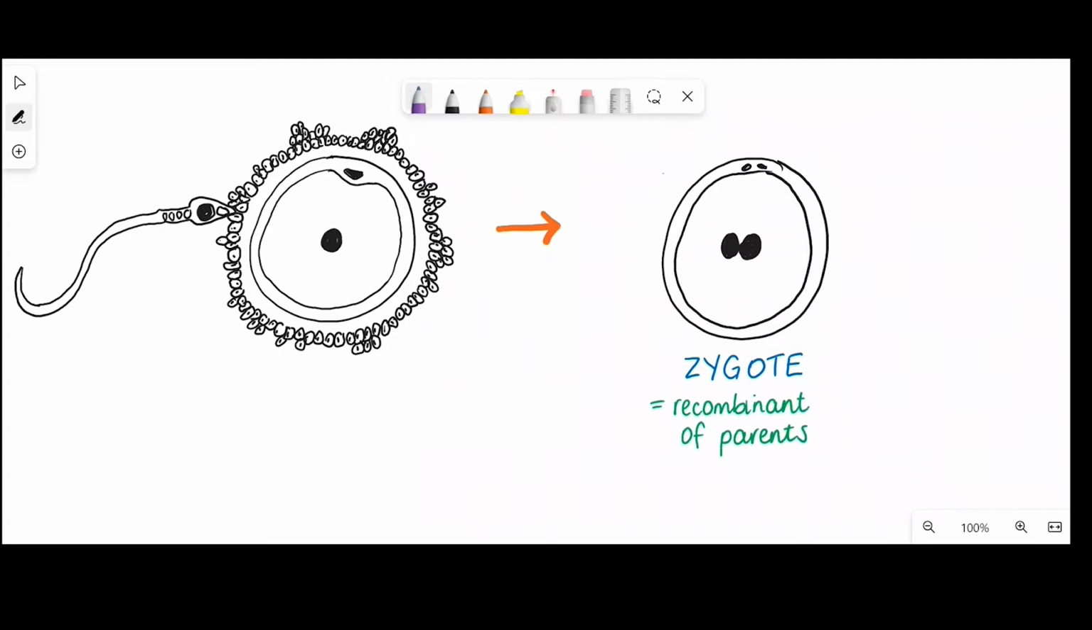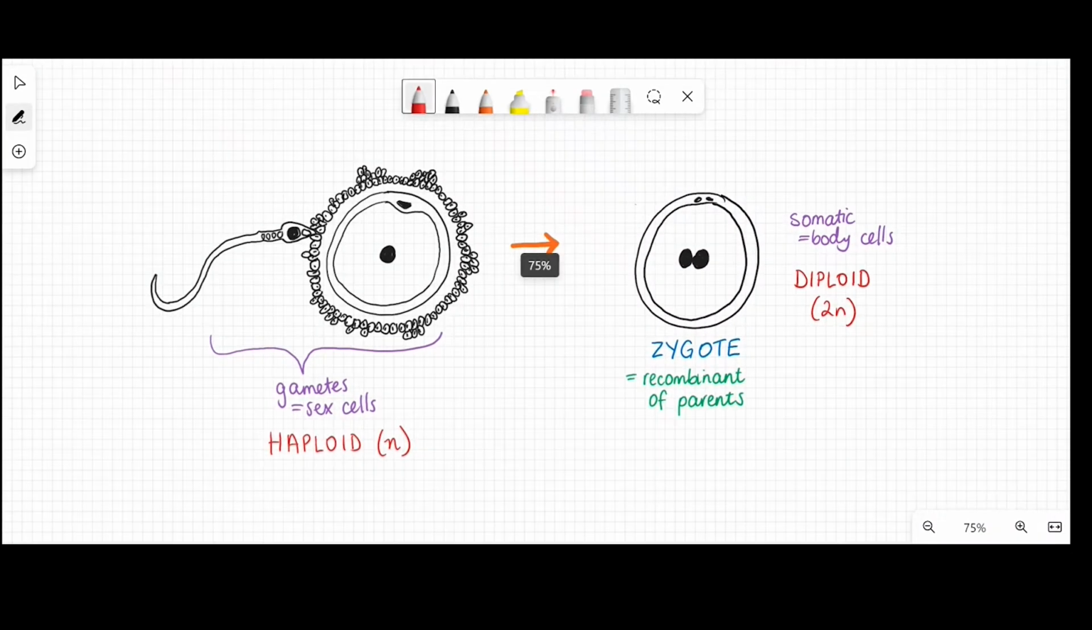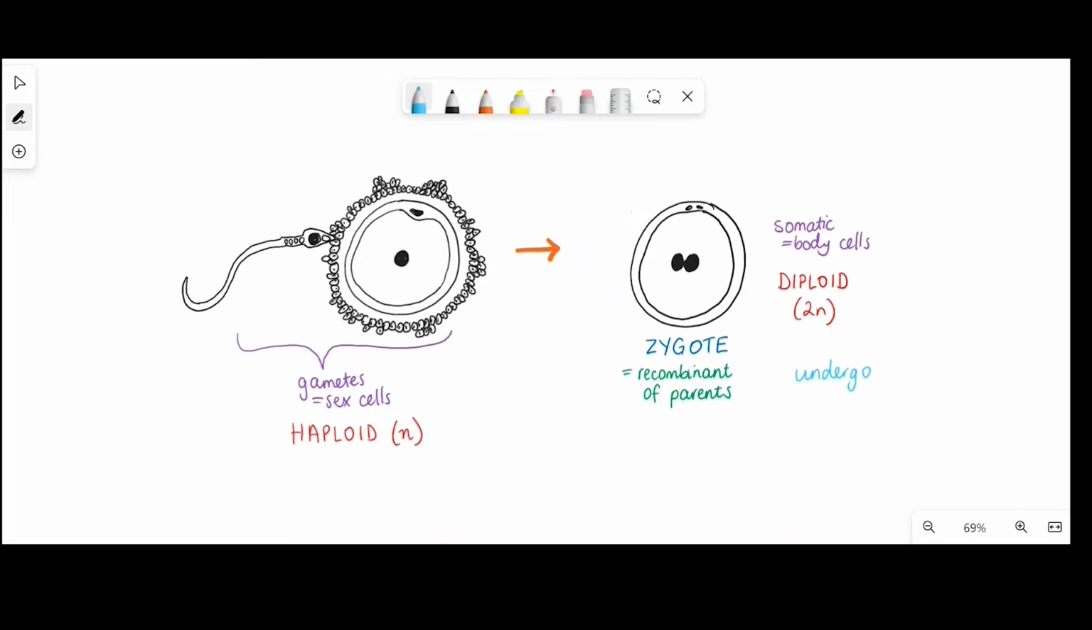The zygote and all of your somatic cells, which are your body cells, as opposed to the gametes, the sperm and ova, the somatic cells are diploid. We give that number 2n, 2 sets of chromosomes, or 46 chromosomes in a human. Whereas our gametes need to halve their chromosome number first, becoming haploid, or just n. This is so that when they combine, the diploid number is restored, and each generation has the same number of chromosomes.